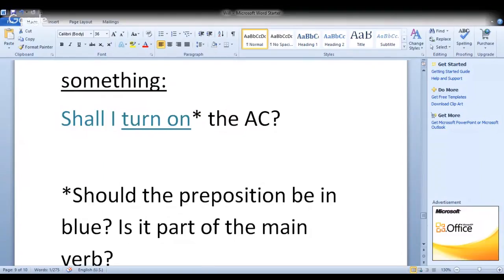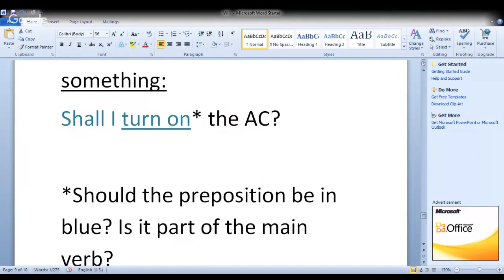What's a synonym for turn on in this case? Switch it up? Switch on. Switch on. Turn it on. Or shall I switch it on?